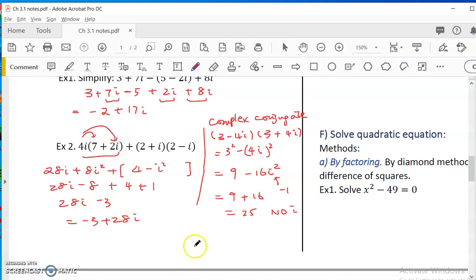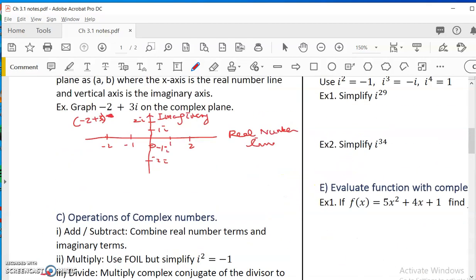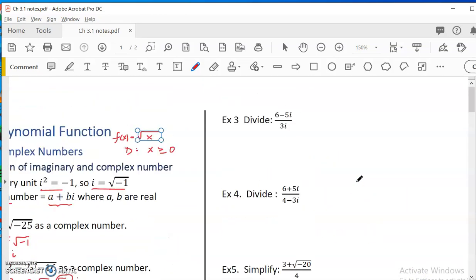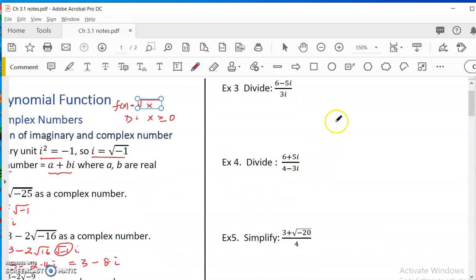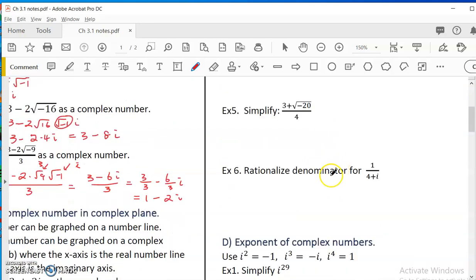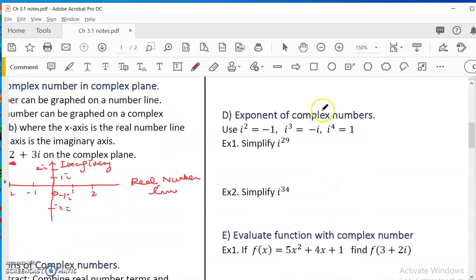Okay, so that is multiplying. We want to do dividing, but I think I'm going to do it in the second video after this. So in the second video, I'll do dividing complex numbers, also using complex conjugates, and I will do exponents of complex numbers also, okay, in the next video.